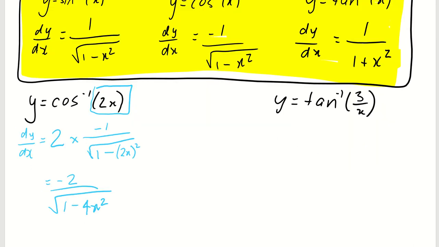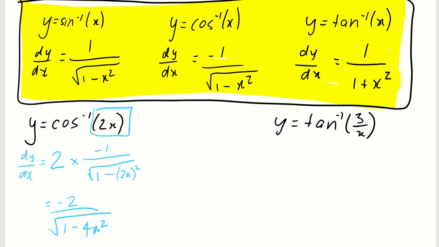And that's what I get when I clean it up. So now let's think about tan. Exactly the same idea. I think, okay, differentiate the brackets, times it out the front. So dy dx: when I differentiate the brackets, that's really 3x to the minus 1, and the derivative of that becomes -3x to the minus 2. So I'm going to put that out the front, just in a nicer format.